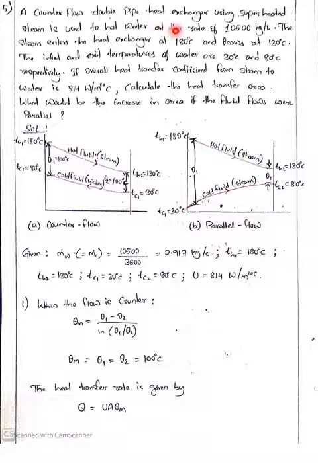A counterflow double pipe heat exchanger using superheated steam. So what is the fluid here? Superheated steam. Understand? Superheated steam is used to heat hot water at a rate of 10,500 kg per hour. He has given the flow rate. Now the steam enters the heat exchanger at 180 degrees Celsius and leaves at 130 degrees Celsius. The inlet and exit temperatures of water are 30 degrees and 80 degrees. So he has given the temperature distributions of both hot water and cold water.